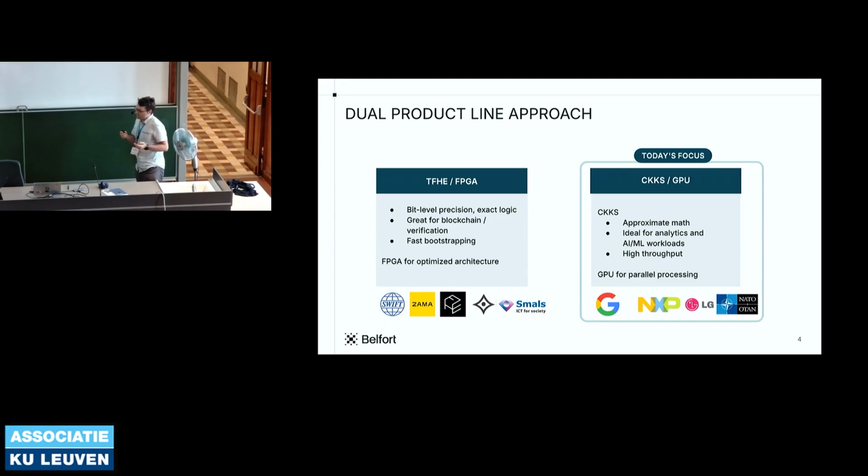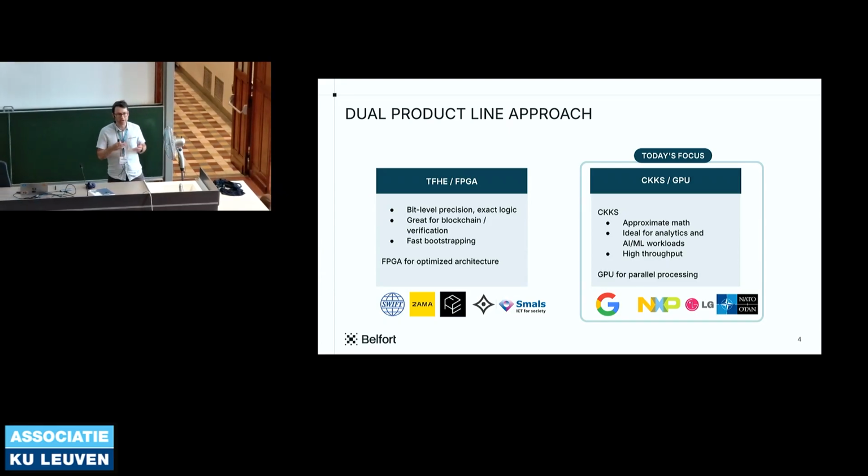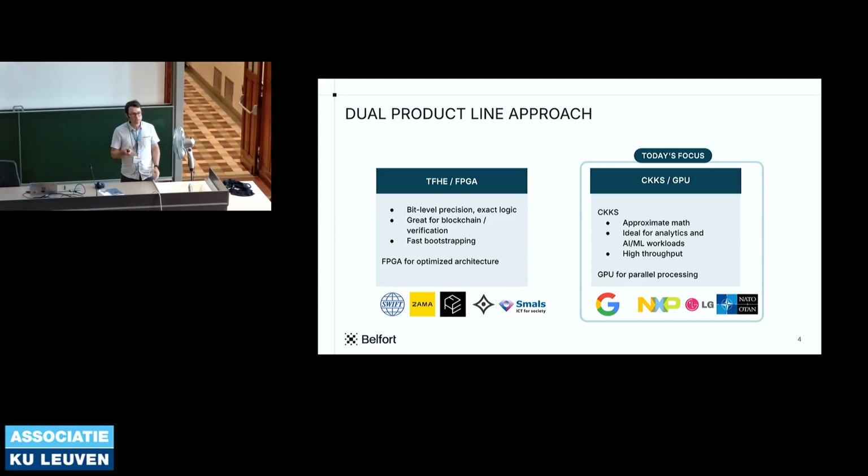CKKS has an inherent error associated to it. That means it's much more difficult to get bit level precision, but it has much higher throughput. If you are okay with accepting a little bit of error, which is typically the case for machine learning applications, then you get a much higher throughput and your application can go much faster. I'm going to talk about a few of the use cases that we have.